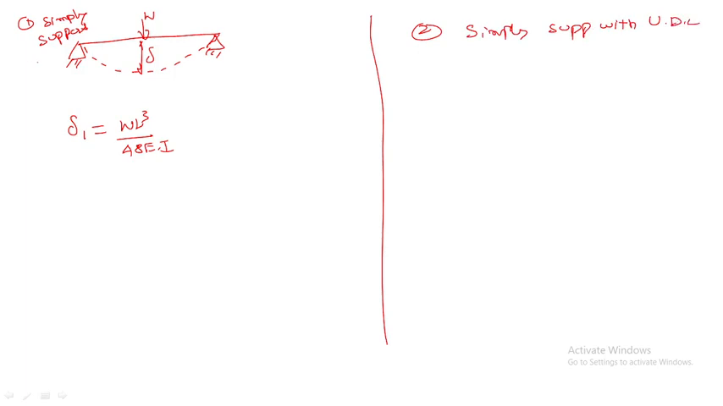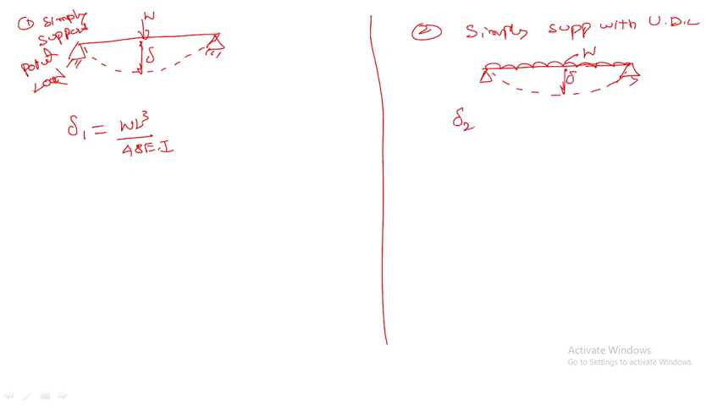This is a simply supported point load. So what is the diagram, how does it appear? This is a diagram. You can say this is a support and this is a UDL, right? UDL we can write, W or W not, anything you can say, this is W, and this is an elastic curve, and this is a deflection.